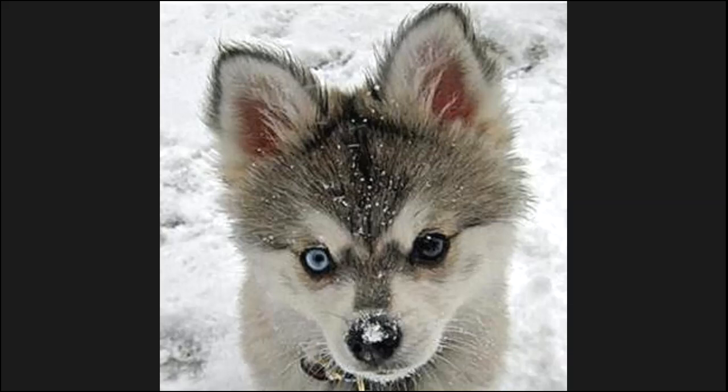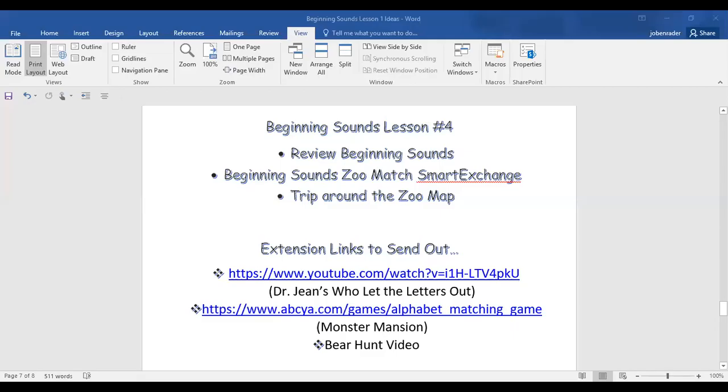I'm going to share my screen again with you, and we are going to talk about the beginning sounds. We have to review what a beginning sound is. Remember, the beginning sound of a word is the first sound you hear when you say that word. So if I say dog, dog, I hear the beginning sound of D.